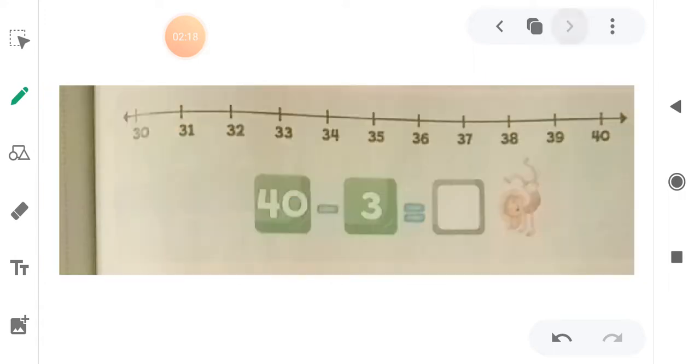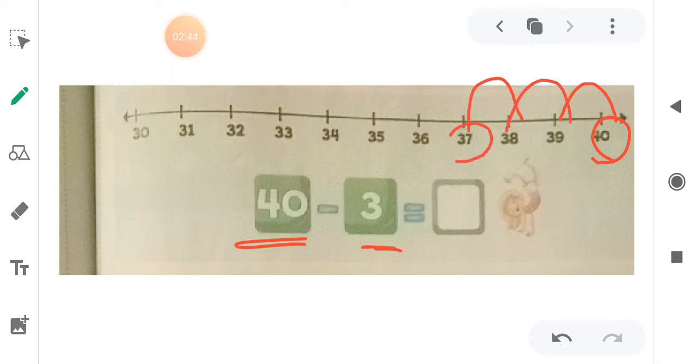One more time. Again, which number is the greater number? 40. We will also find the 40 on the number line. This is the 40. I need to go back how many steps? 3 steps. 1, 2, 3, stop. So the answer will be 37. This is one of the strategies that we use.